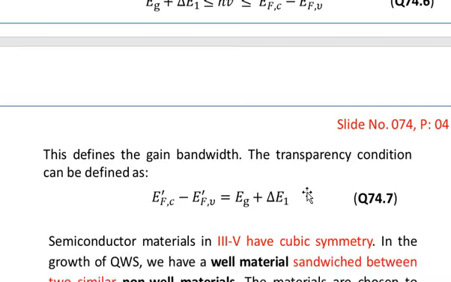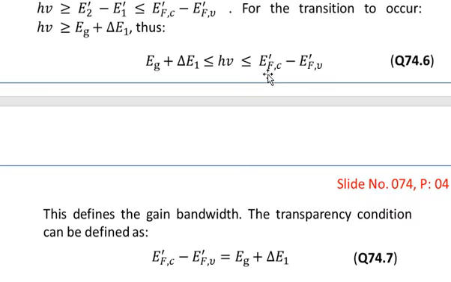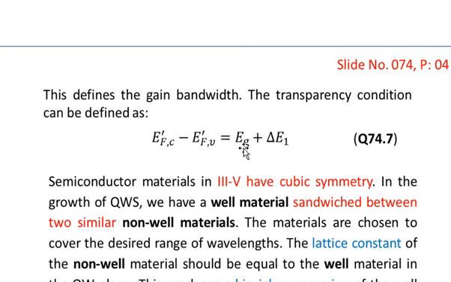The transparency condition can be defined as follows: E prime Fc minus E prime Fv should be equal to Eg plus delta E1. This is the condition when the material will behave as a transparent material. Because if you illuminate the quantum well semiconductor material with any beam, that beam will just pass through the material as if the material is transparent. This is the condition we have also discussed before in one of the slides. So this is the transparency condition for quantum well semiconductors.